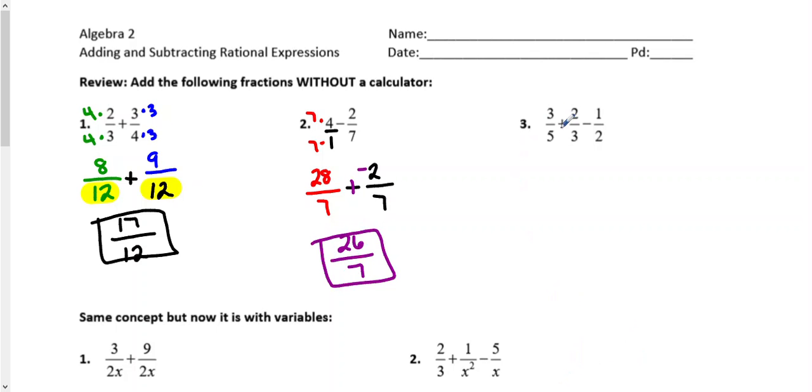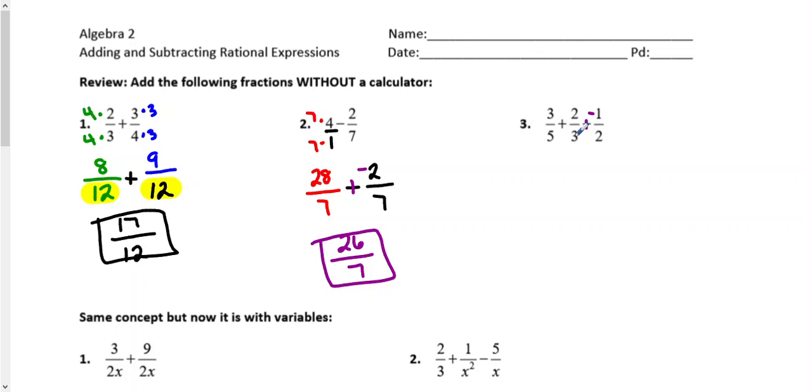And finally, 3, we have 3/5 plus 2/3 minus 1/2. Now I see that minus sign, I'm going to immediately change that to plus a negative 1, just because addition is a little bit easier. So I have 3 numbers in the bottom now that I need to change to the common denominator. And again, the easiest way is if we just multiply them all by themselves.